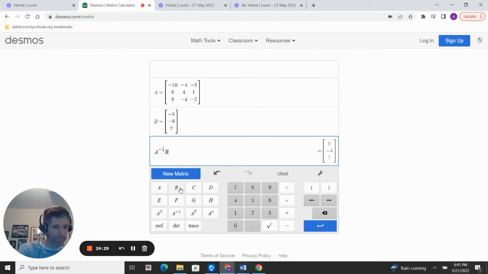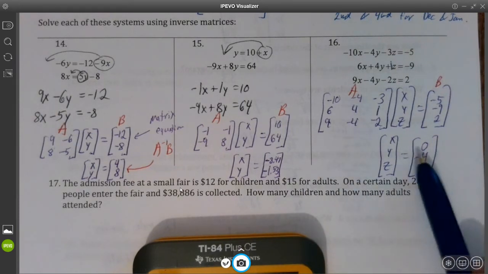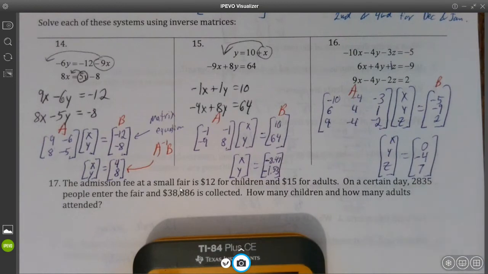Got it. There we go. I found my answers. That one had decimals, but that's okay. We'll get over it. And this one, in this case, you care. X is 0, Y is -4, Z is 7. And let's move on to the word problem.